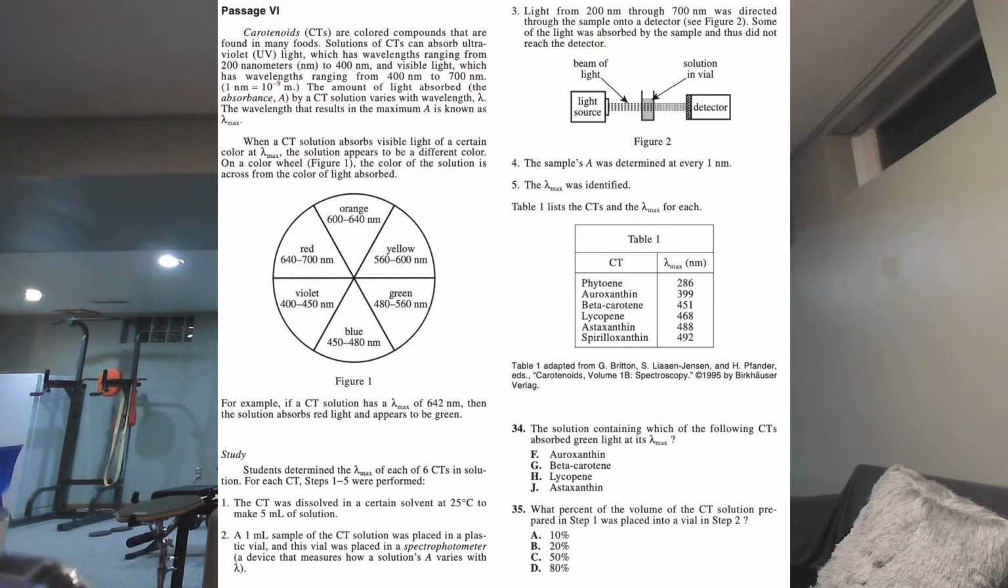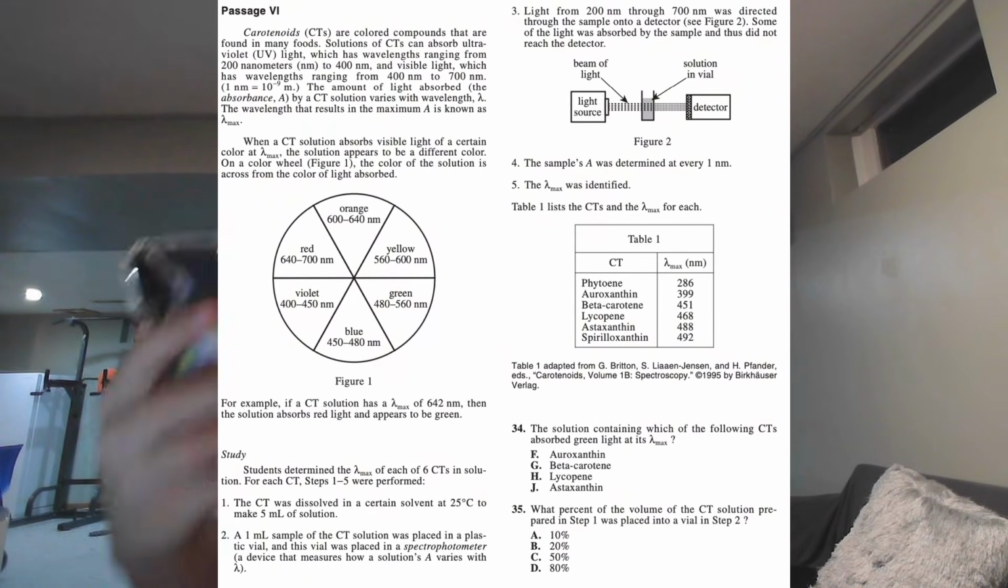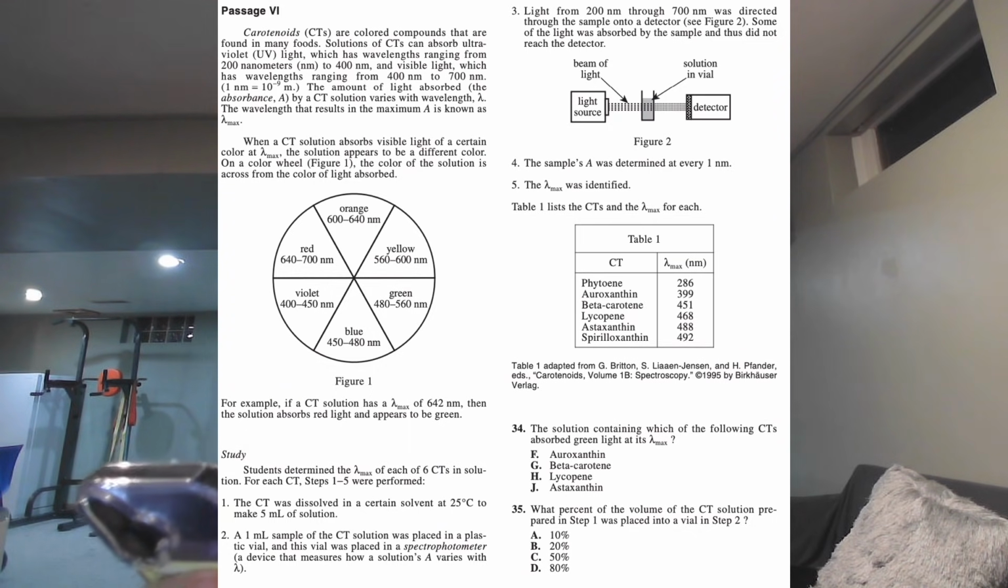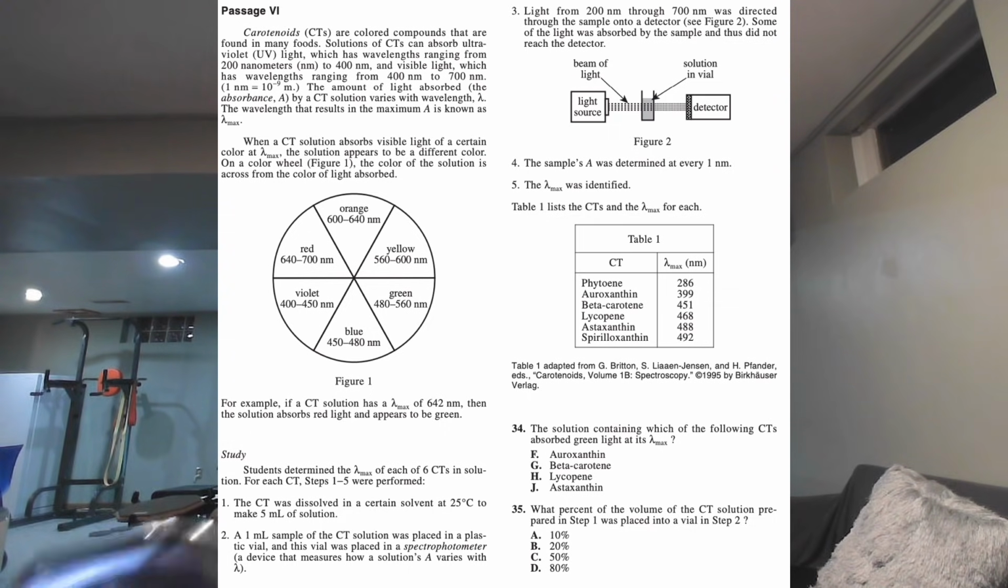All right, I'm going to put another passage up there. It's just going to be 2 questions, but I want you to practice data identification and how you initially tackle really long and complicated passages. I put it up there, so pause the video and try to solve it first, or watch the walkthrough. Just like how we tackled the first passage, I'm not going to read any of the text or graphs. I'm just going to look at the first question. Question 34: the solution containing which of the following CTs absorbed green light at its lambda max? You might not even know what the sign is or what it means, right?